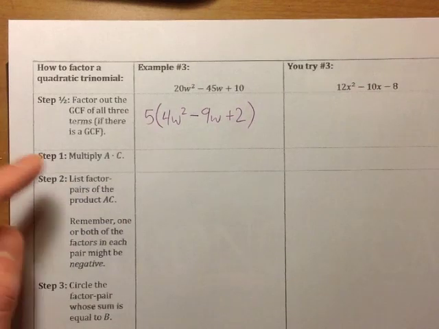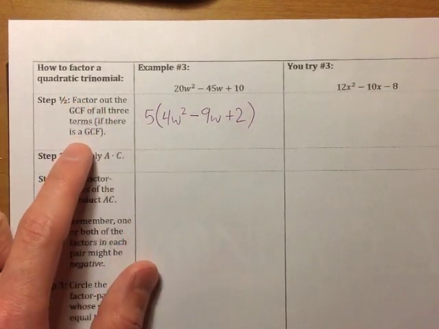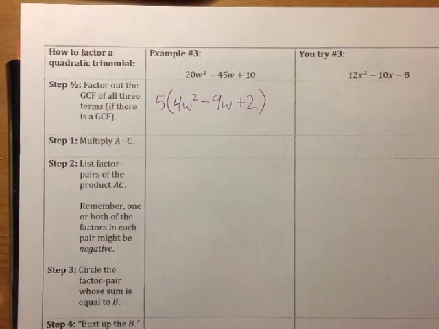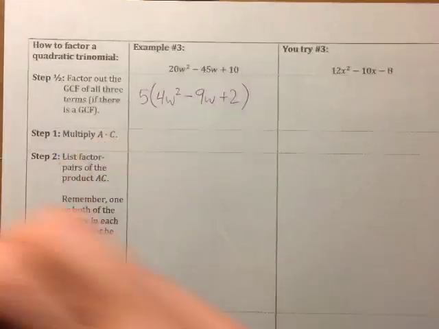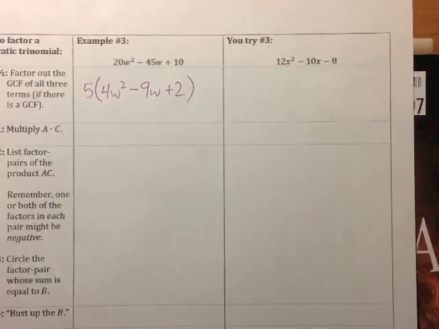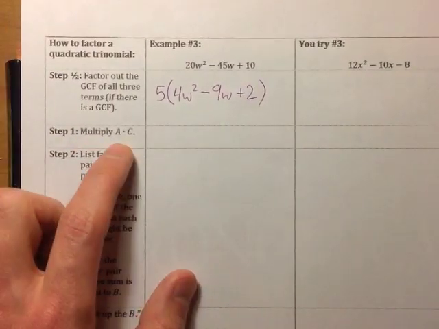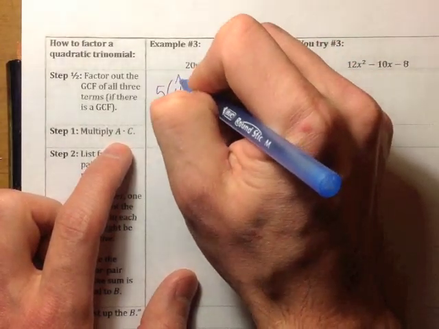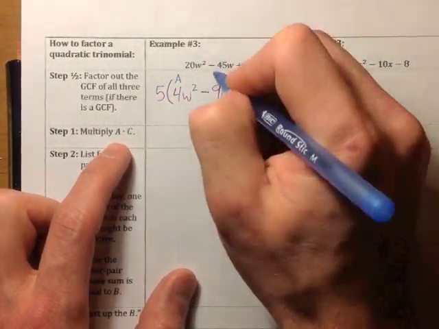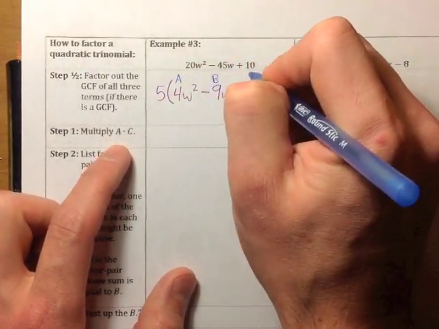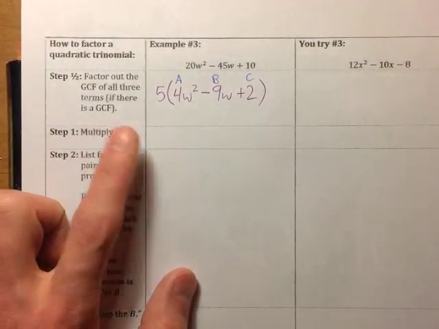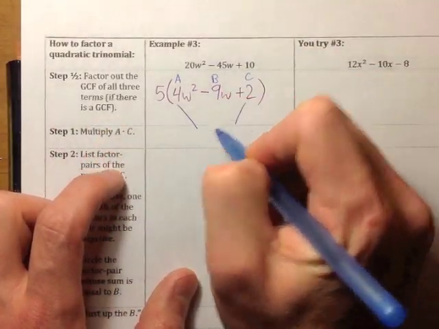Now, we've factored out the GCF. So at this point, we do all the same steps that we did in examples 2 and example 1. So multiply a times c. Now notice that we have a new a and a new c. A, in this case, is 4. B is negative 9, and c is 2. So let's multiply a times c. 4 times 2 is 8.